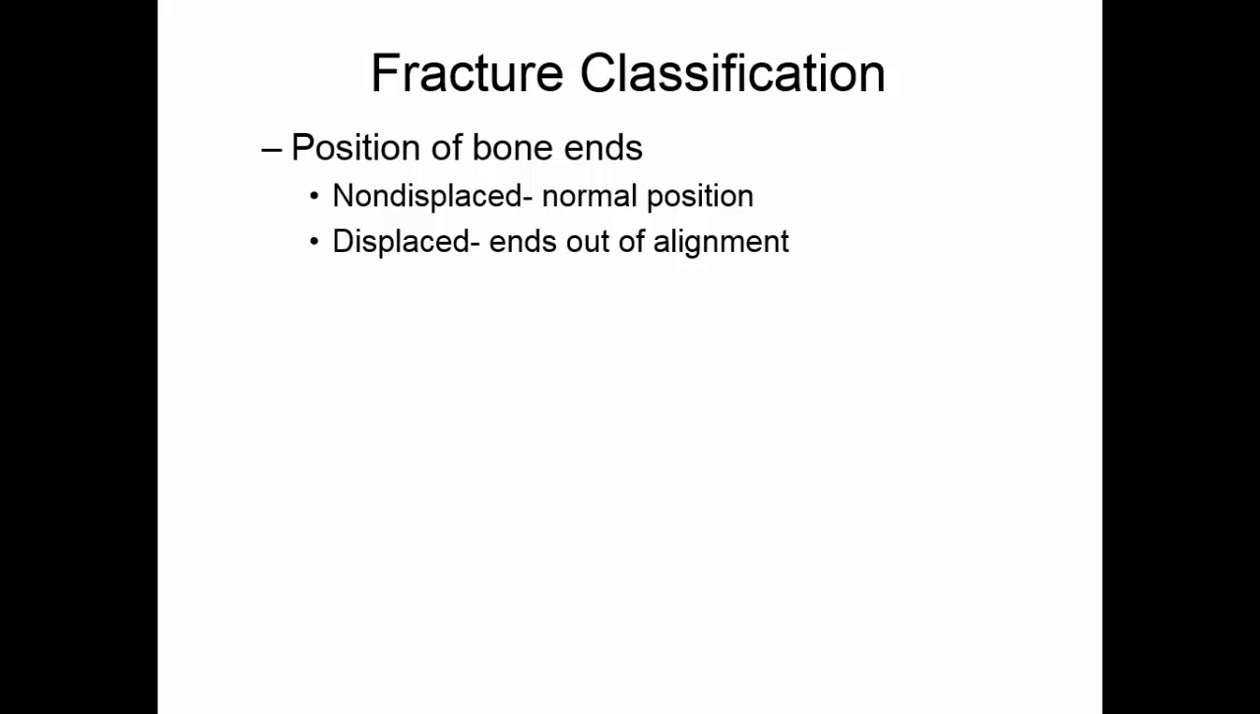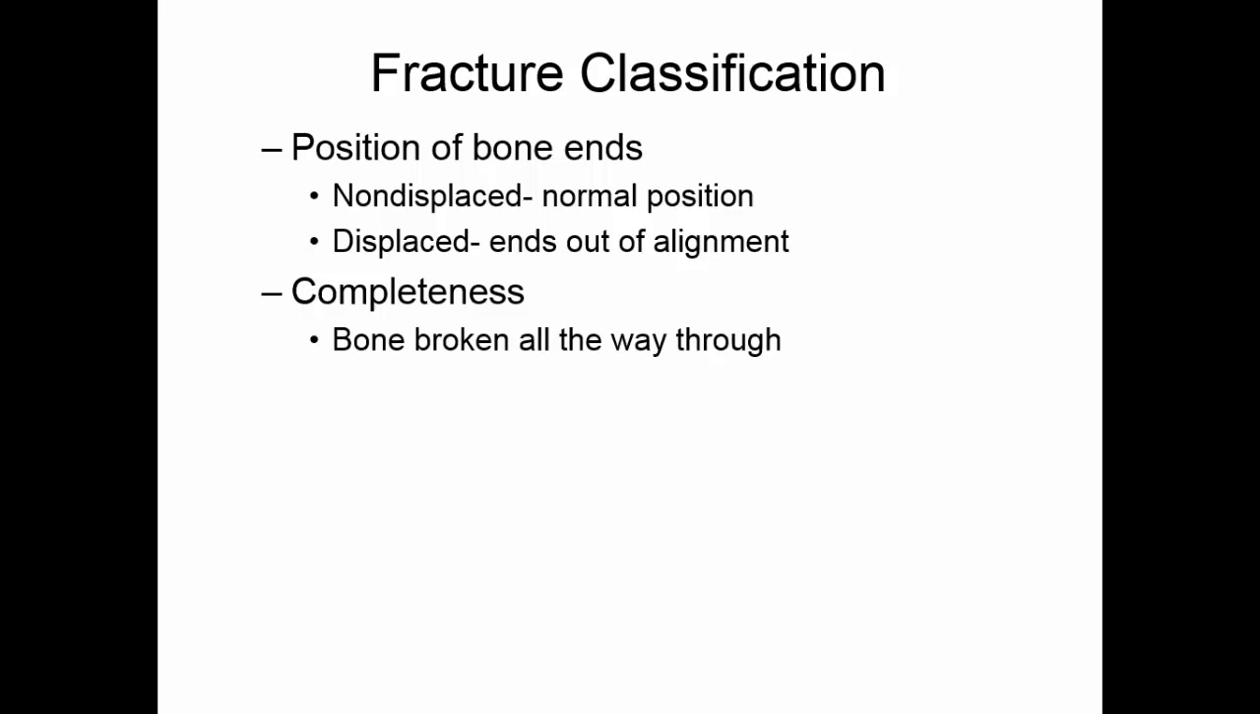In a displaced fracture, the ends are out of alignment. We can classify based on the completeness of the break. A complete break occurs when the bone is broken all the way through. A bone not broken all the way through would have an incomplete break.